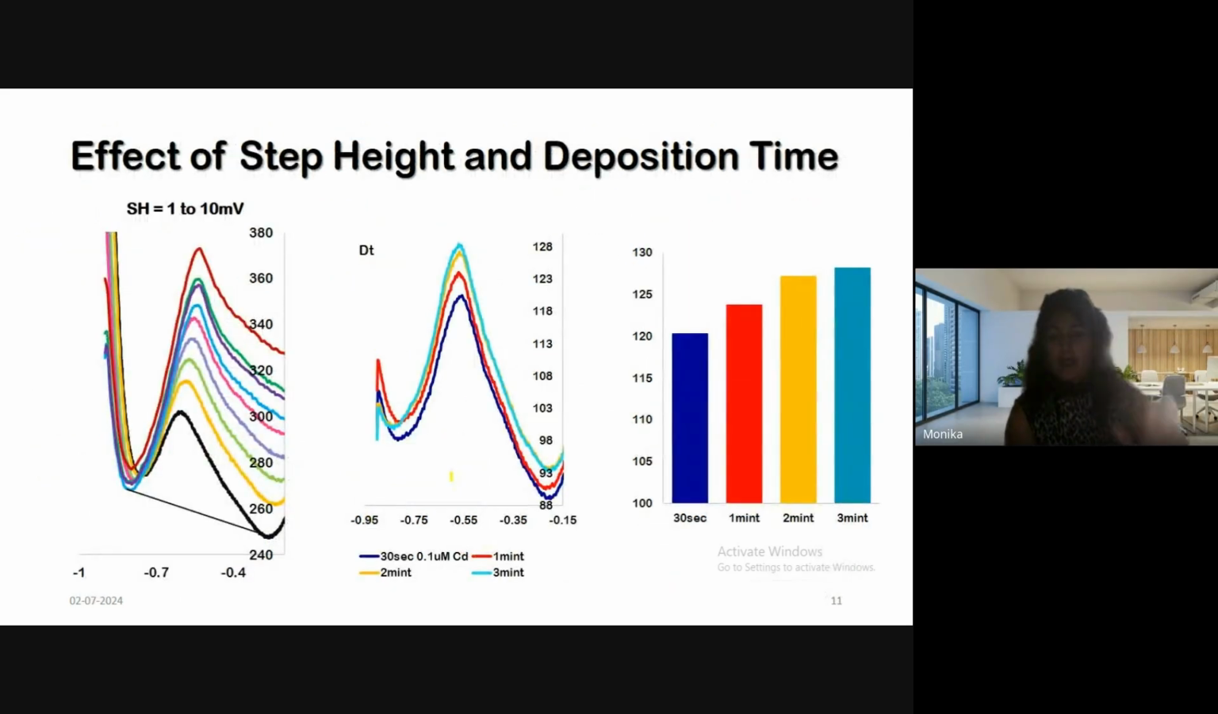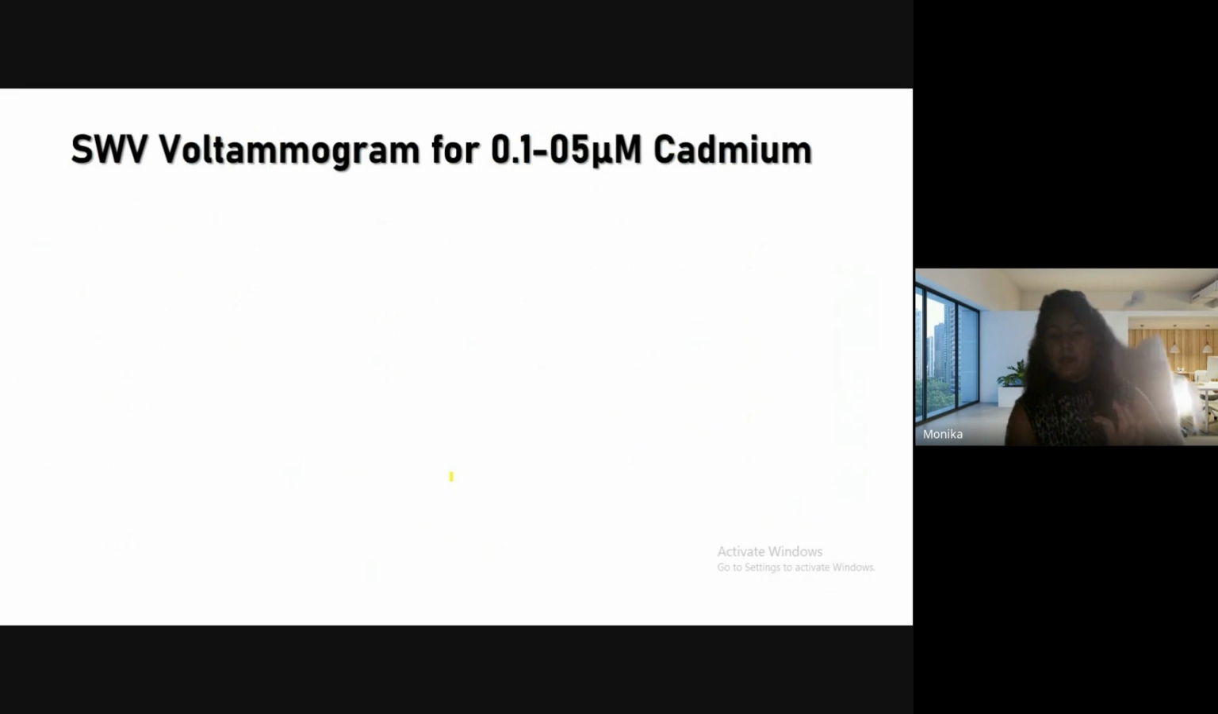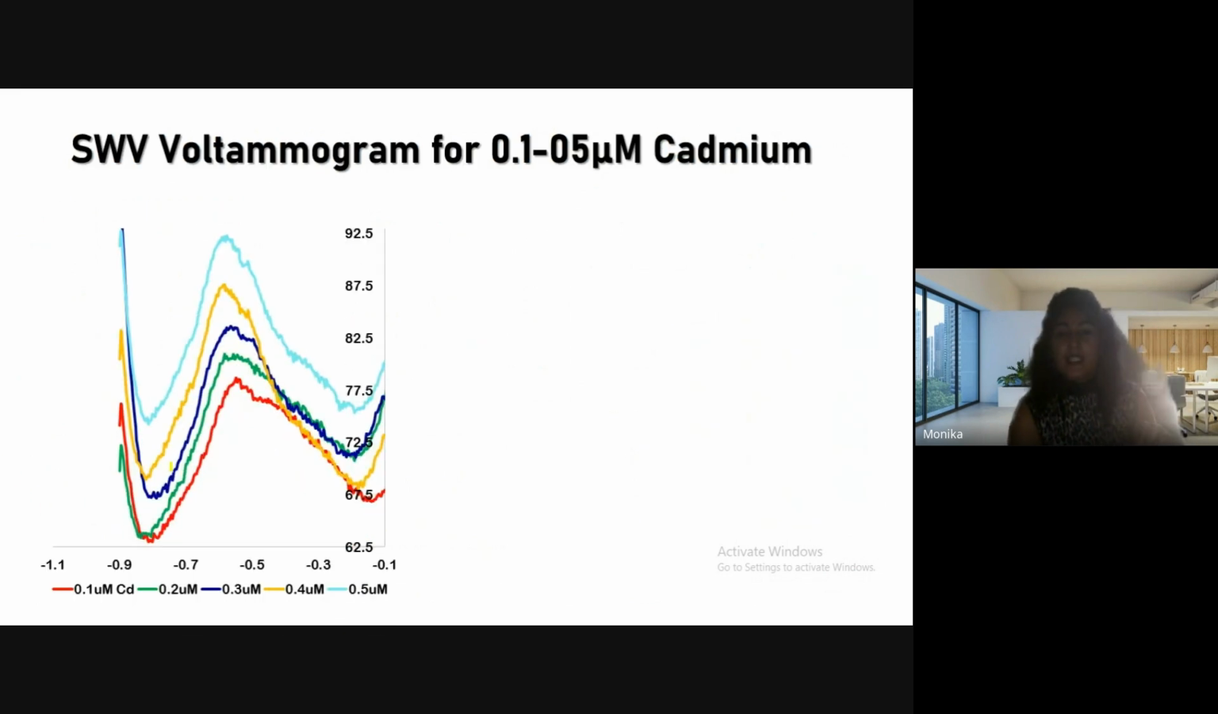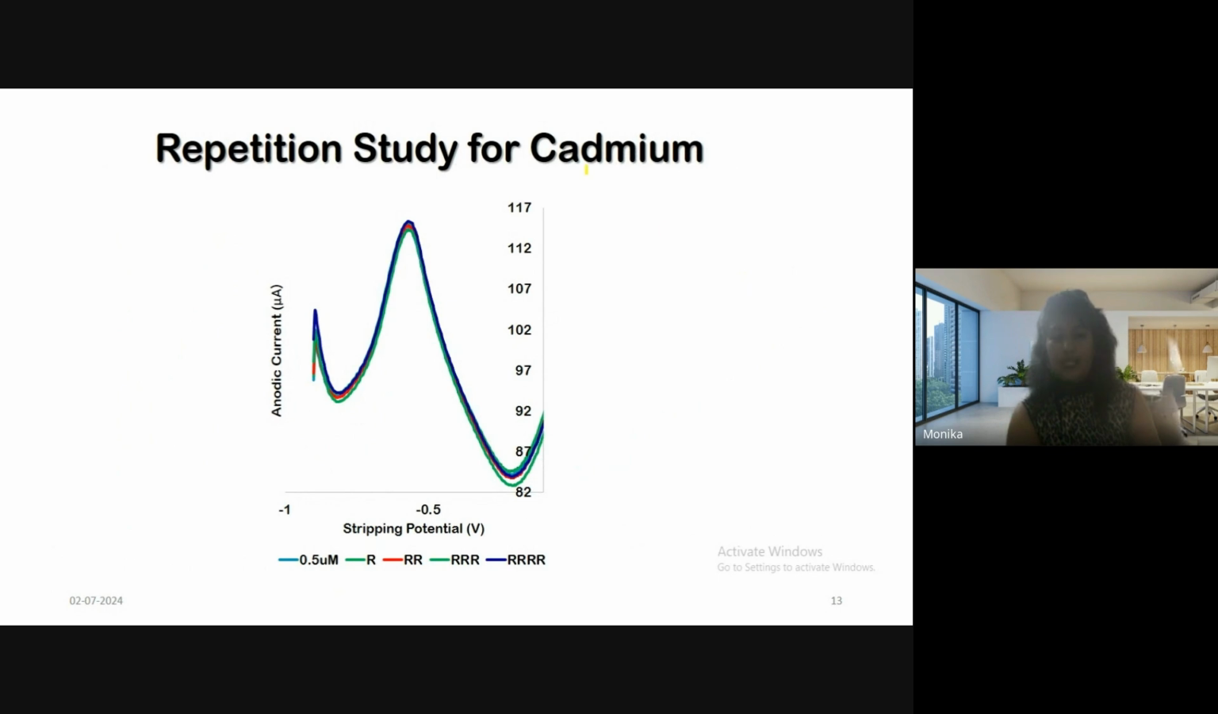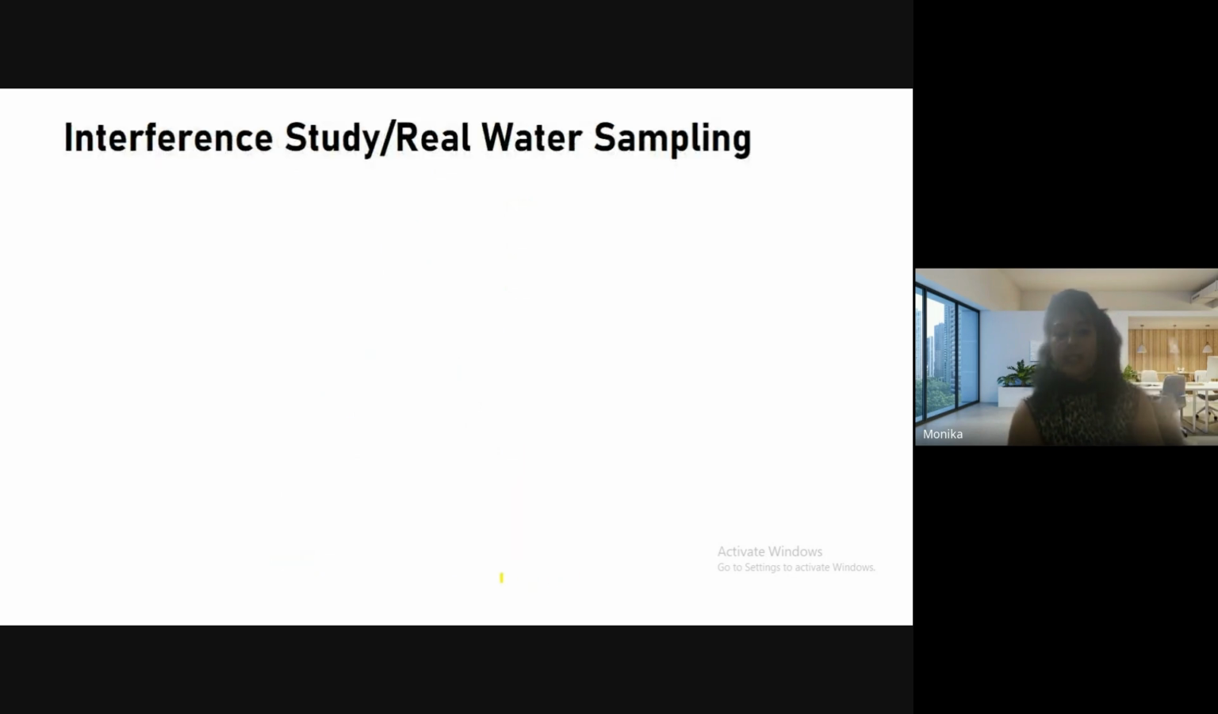So I have optimized the parameters, and after optimizing the parameters, I got the linear curve for the concentration 0.1 to 0.5 micromolar with a sensitivity of 30 microampere per micromolar. So using the equation, we can calculate the concentration of the unknown sample of the real water samples. I have also tested the repeatability study. For this, I repeated a single sample 5 times and confirmed the stability of the sensor.